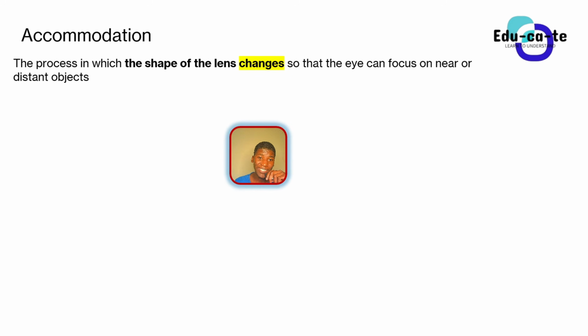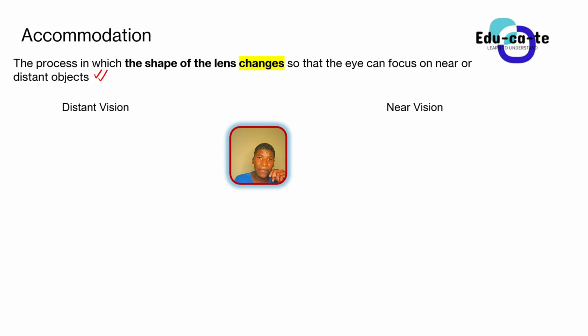What is accommodation? Accommodation is the process in which the shape of the lens changes so that the eye can focus on near or distant objects. Basically, when you need to look at something that is far away and when you need to look at something that is closer to you, the shape of the lens changes. Remember that in my previous video, I highlighted that one of the most important adaptations of the lens is that the lens can change its shape so that you can focus on near or distant objects.